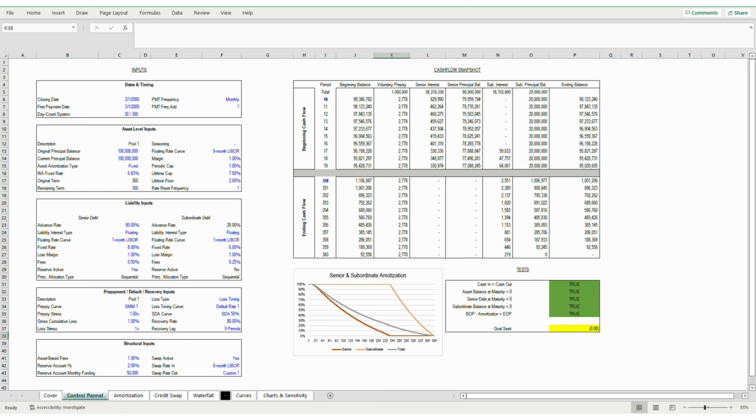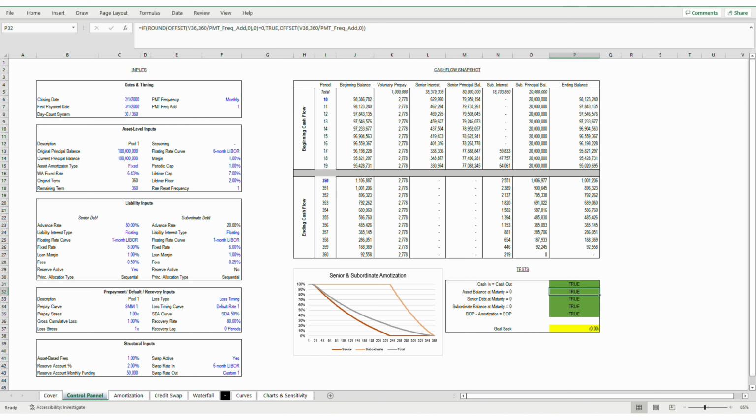And the third component is a series of tests to ensure that the model is working right. The first is a cash in equals cash out test, ensuring that every single dollar generated by the underlying assets, less fees, is distributed to the pool. That is easily the most complex and difficult test to complete, but without it, the model can't be said to be accurate. The next three tests check balances at maturity.